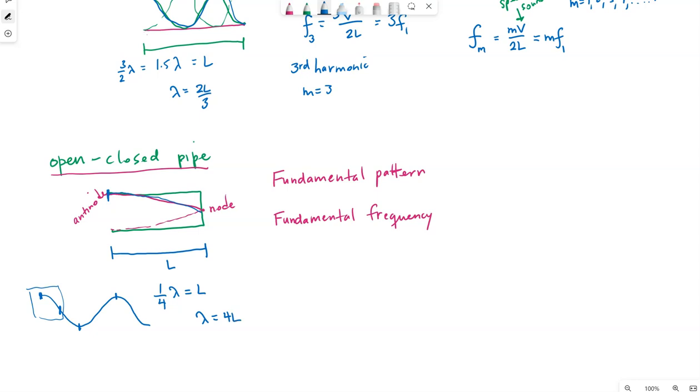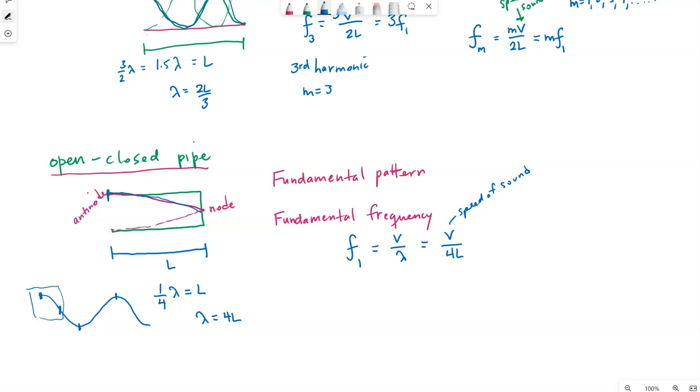So this is different than both the standing wave on the string as well as the standing wave in the open pipe. It is still true, though, that this fundamental frequency is going to be the speed over the wavelength. We still have the speed of sound in the pipe, in the gas within the pipe itself, and then the wavelength is 4L.